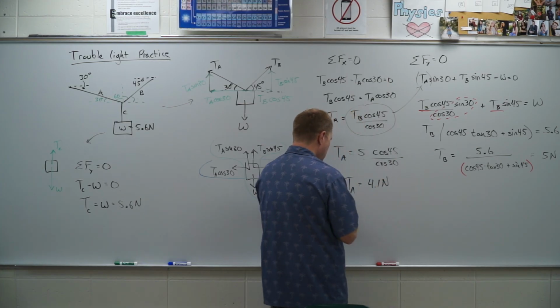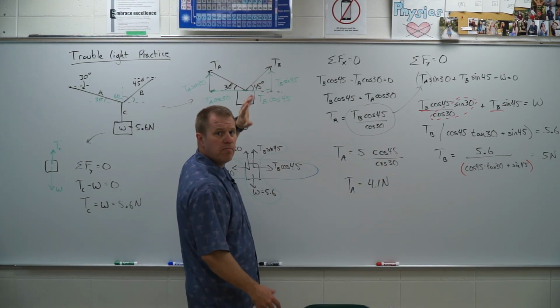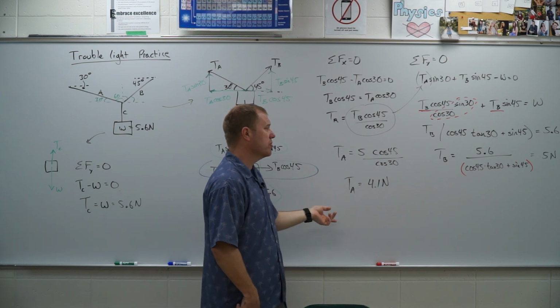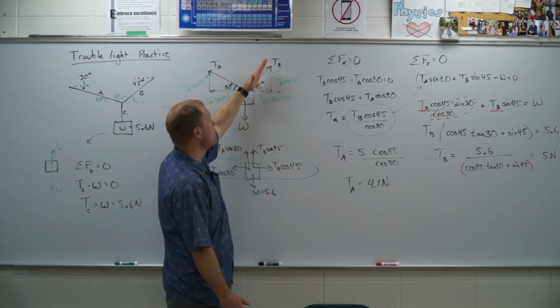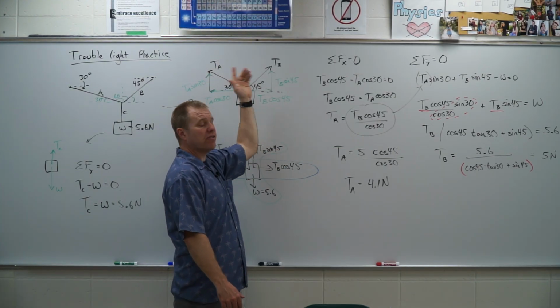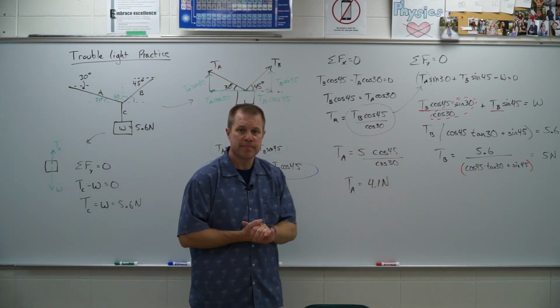4.1 newtons. A good rule for you is the more vertical the string, the more of that weight it's supporting. So overall, it will be the larger of the two tensions. So since TB is more vertical, it has 5 newtons, and TA is a little less vertical, it's smaller than that 5 Newton number. So there you go.